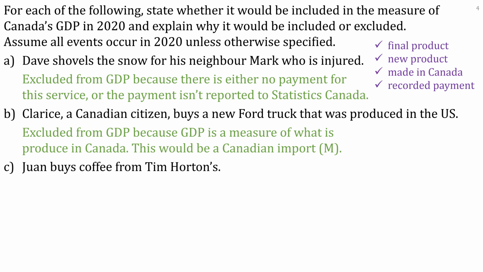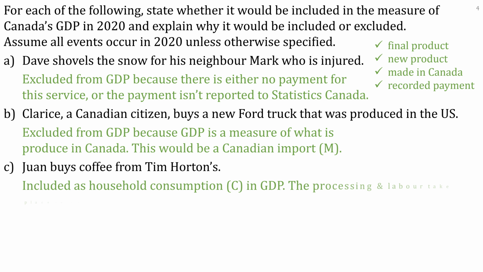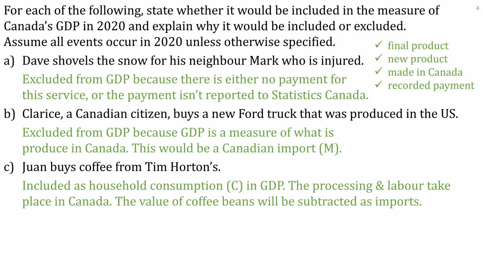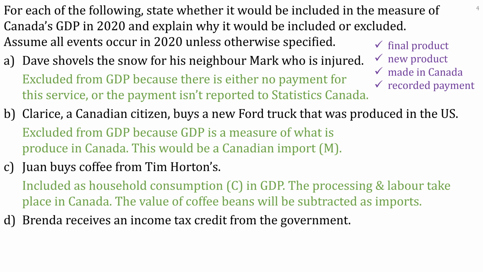Juan buys coffee from Tim Hortons. This is a final product, newly produced, made in Canada, and it is a recorded transaction. So it would be included as a consumption expenditure, and we would just keep in mind that the value of the coffee beans themselves, if they're not produced in Canada, which they probably aren't, would be subtracted as imports.